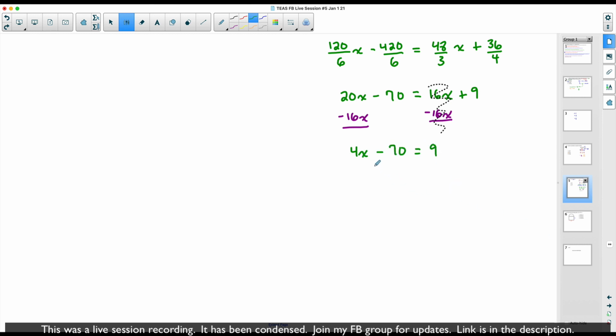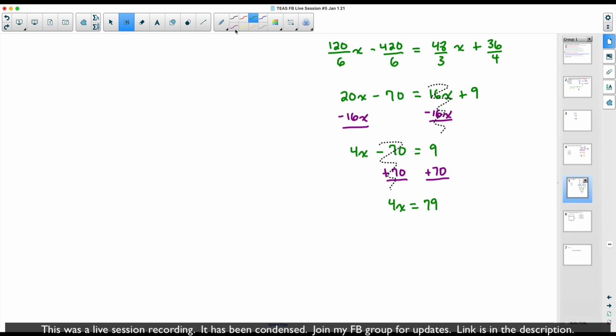So now we have the x on the left-hand side. Let's get everything else away from the left-hand side. Let's move this 70. I'm going to add it because negative 70 plus 70 gives you 0. It cancels out. So just do it to both sides. We cancel it out over here. 4x is equal to 9 plus 70, which is 79.